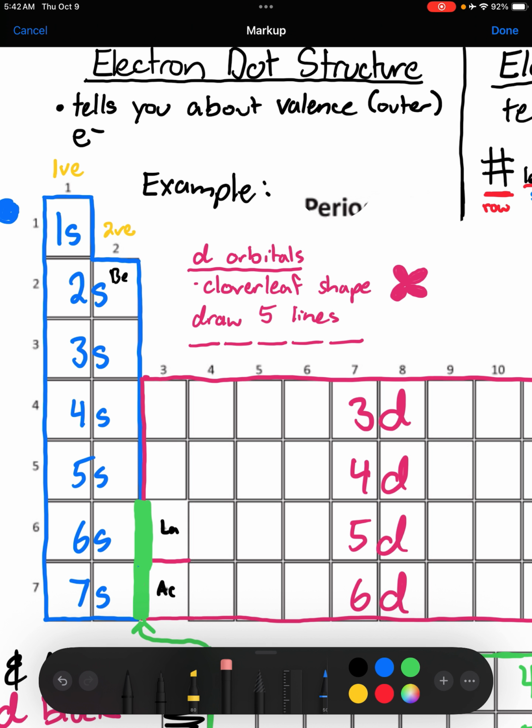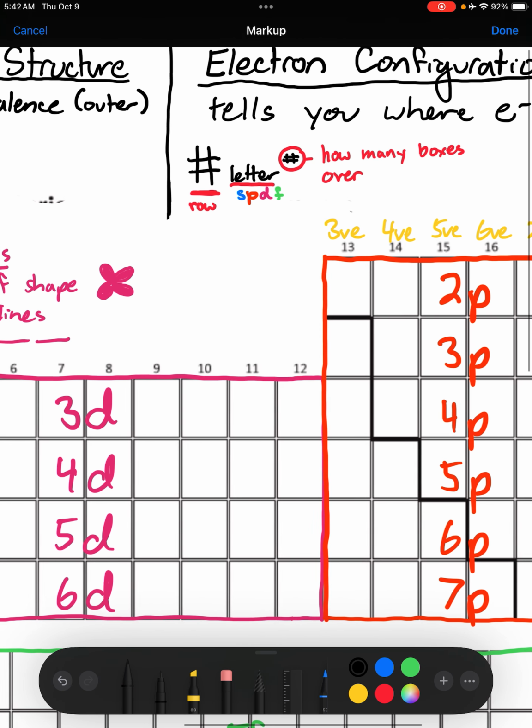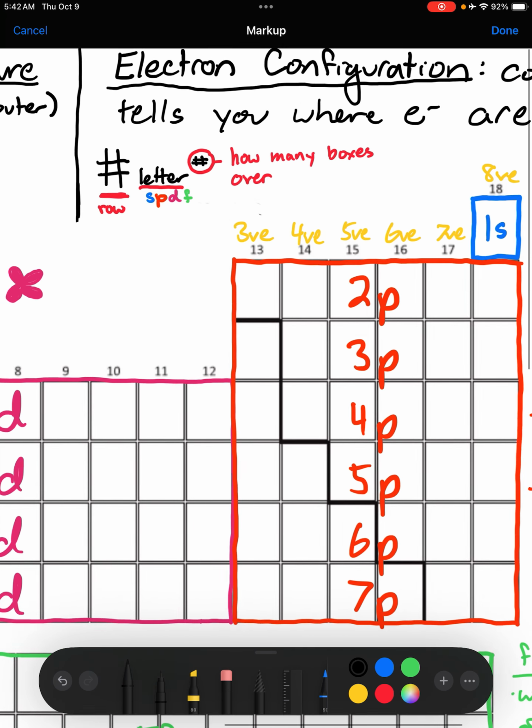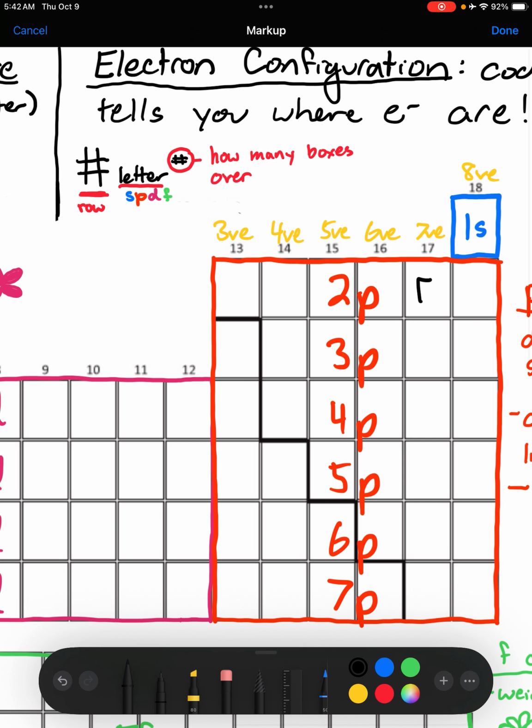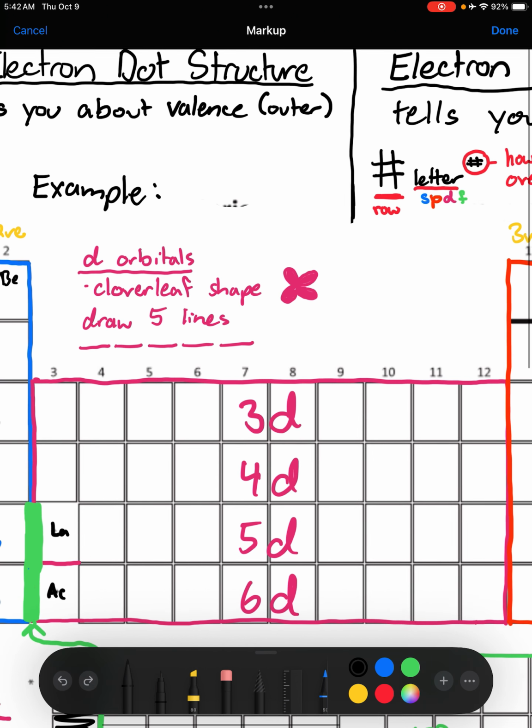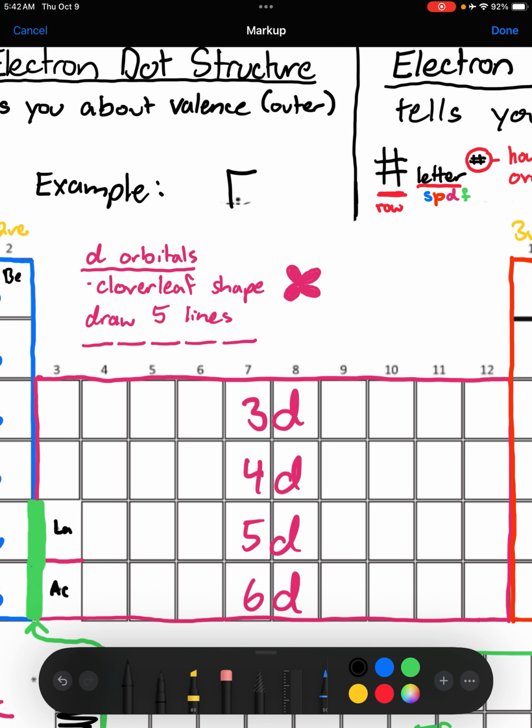But let's say, for example, I wanted to do a different one. Let's say I wanted to do, I don't know, fluorine, which is over here on the periodic table. That is going to have 7 valence electrons, so I'm going to end up drawing 7 dots around it. Once again, I'm going to put the symbol for fluorine, and I'm going to draw 7 dots.